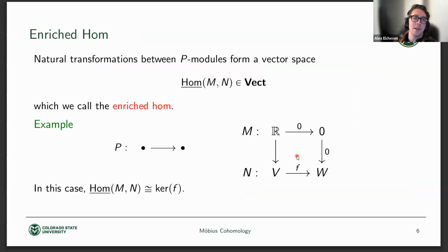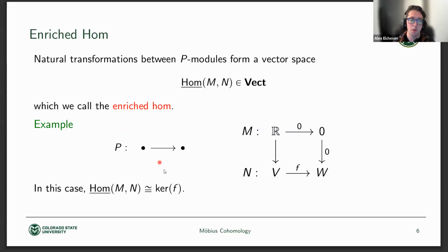Okay, so one of the pieces that we need is this enriched hom. So if you think about natural transformations between P modules, those themselves form a vector space. So I can take two natural transformations between P modules and add those together just by adding component-wise. I can scalar multiply just by multiplying each component by the same scalar. And so we get a vector space, which we'll call the enriched hom vector space. So let me give you an example.